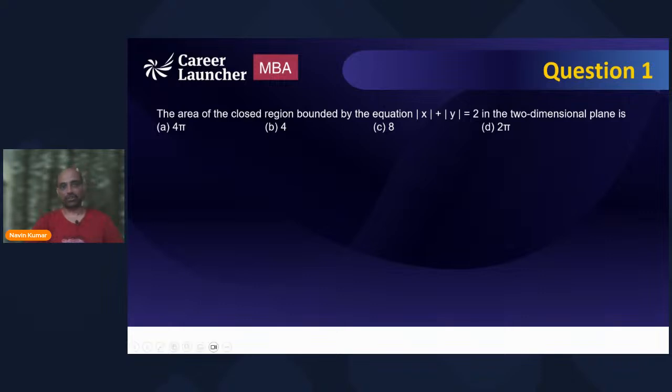The area of the closed region bounded by the equation mod of x plus mod of y is equal to 2 in the two-dimensional plane is. So, in order to solve this question or questions like these, we can take, let's say, x is equal to 0. If we take x is equal to 0, we will get mod y is equal to 2, which will result in y is equal to plus minus 2. That means we will have 2 points, one being 0, 2 and another being 0, minus 2.